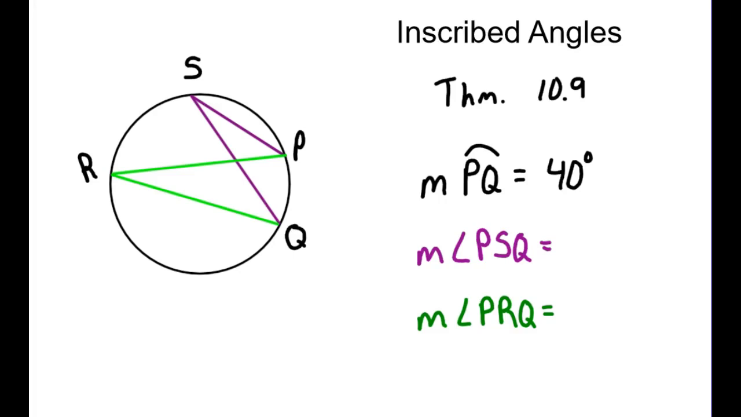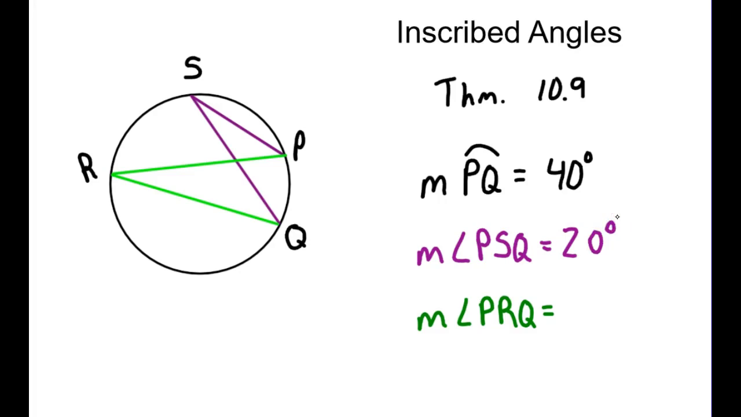In the next example, we're going to again be working with inscribed angles. This relates to theorem 10.9. So we have angle PSQ intercepting arc PQ, and then we have angle PRQ also intercepting this arc PQ. If we know the measure of arc PQ is 40 degrees, then we should be able to find the values of these inscribed angles. So first, if we're looking for the measure of angle PSQ, this is an inscribed angle, so its measure is going to be half of the arc it intercepts. So half of 40 degrees is going to be 20 degrees.